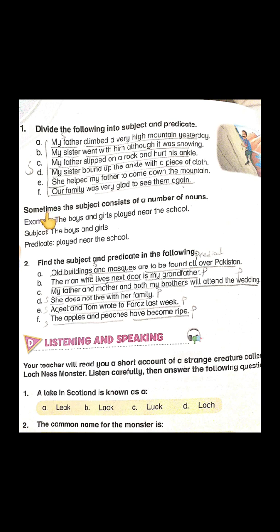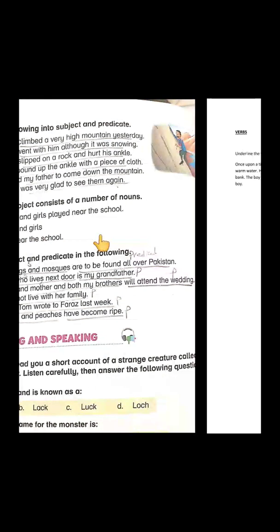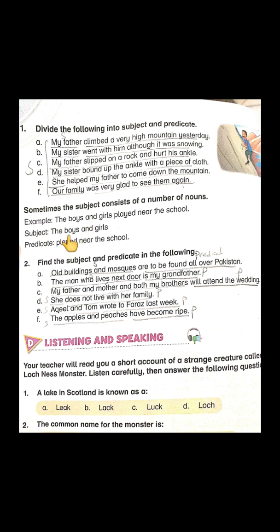Here in this exercise they say sometimes the subject consists of a number of nouns. For example, the boys and girls played near the school. The subject is the boys and girls and the predicate is played near the school. So what they are telling us here is that in the exercise we just did, the subjects were only single nouns: my father, my sister, our family, she. Here in a subject there will be more than one noun. Find the subjects and predicates again in the following.